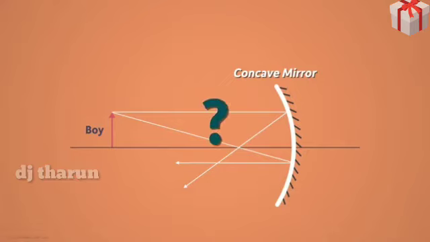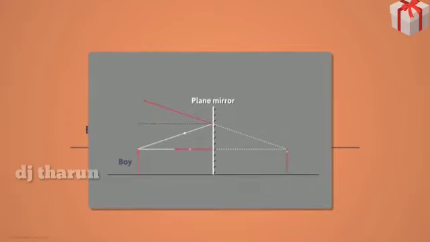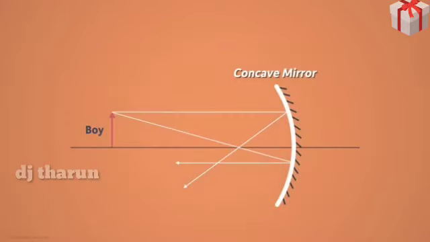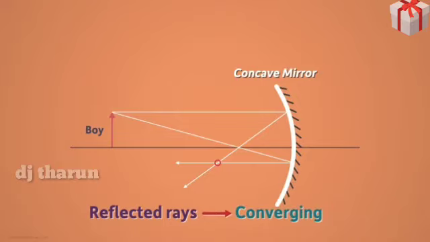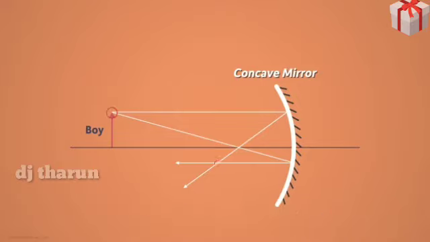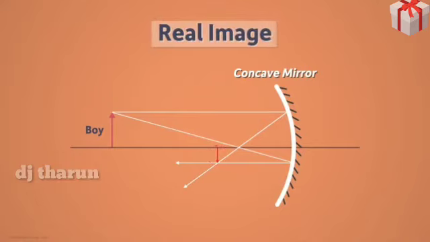What difference did you notice here compared to the plane mirror reflection? In the previous case, all the reflected rays were diverging. Yes, here all the reflected rays after reflection are intersecting each other at this point, or we can say that they are converging at this point. And the image of the top of the arrow is formed at this point. And we can do something similar for the remaining points of the object too. We get this image. This is called a real image.